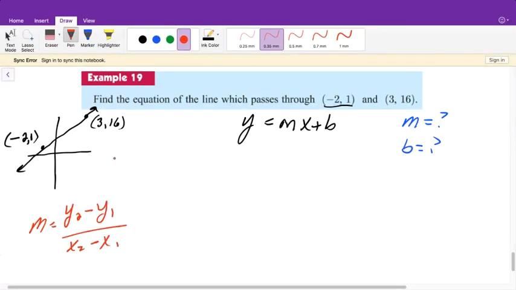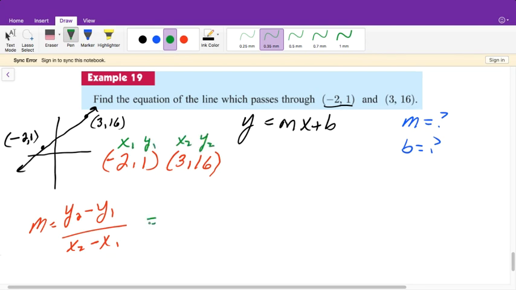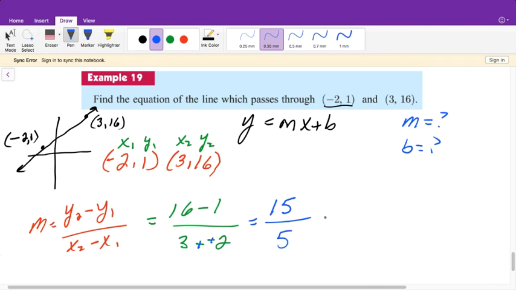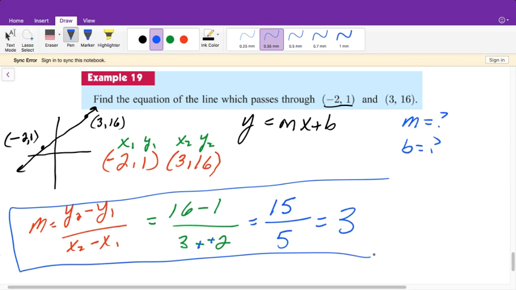So if I have the points -2, 1 and 3, 16, I can go ahead and solve for this by saying x1, y1, x2, y2, and I substitute it into my formula. 16 minus 1 over 3 minus -2. This is exactly what we were just doing in the very last test that we took. Minus a negative we know turns a plus, so that will give me 15 over 5, which is equal to 3. So I know I just solved that my slope is equal to 3.